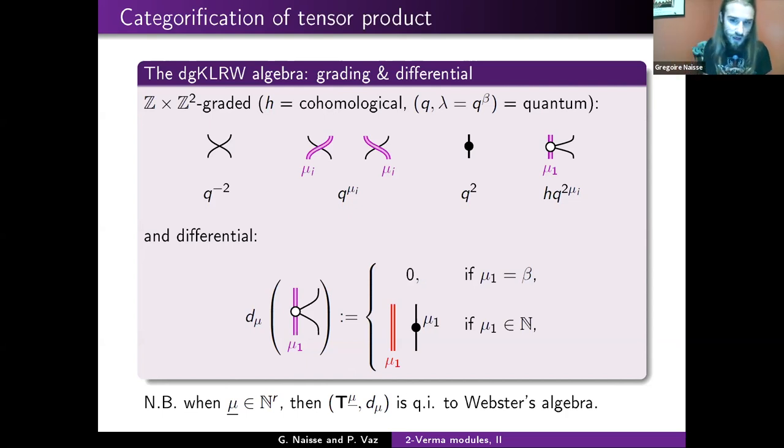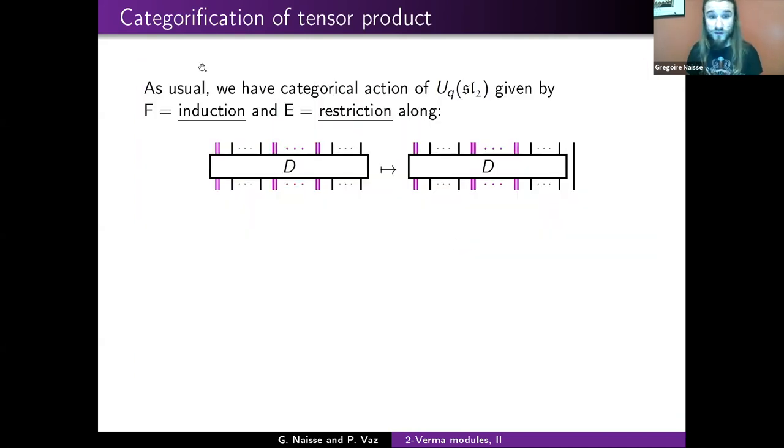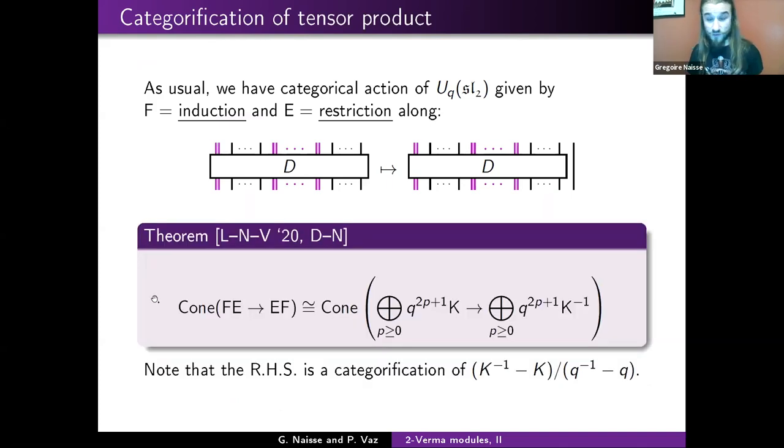All right. So then what you can do is the usual thing. You have a categorical action of quantum SL2 by induction and restriction along the map that adds a black strand on the right. Again, you have this isomorphism of cones that categorifies the SL2 commutator relation. And I just want to say something that is maybe a bit funny: if all your weights are integral, then the map here is not trivial. But if you have one blue strand, then it is trivial. And so we have the direction that Pedro showed you, basically.